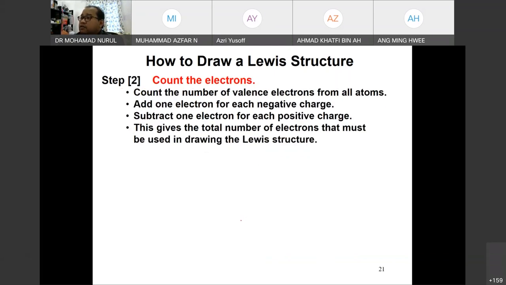Second, count the electrons. Okay, count the number of valence electrons from all atoms. Add one electron for each negative charge. Subtract one electron for each positive charge, and this gives the total number of electrons that must be used in drawing the Lewis structures. First, you have to understand that this kind of Lewis structure has to follow the rules. Okay, so more than eight electrons, this means you drew it wrongly.